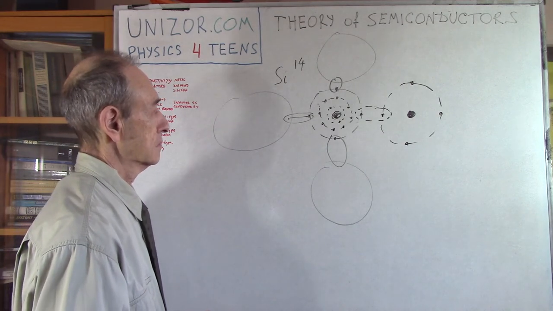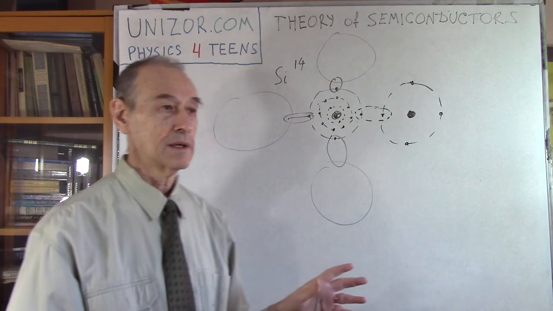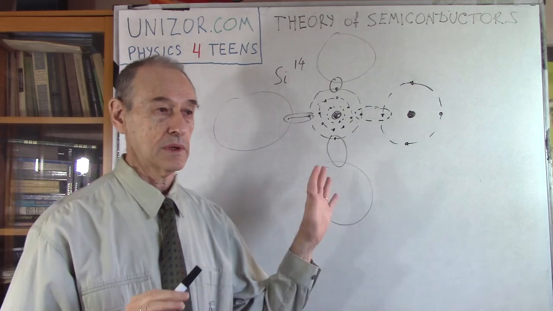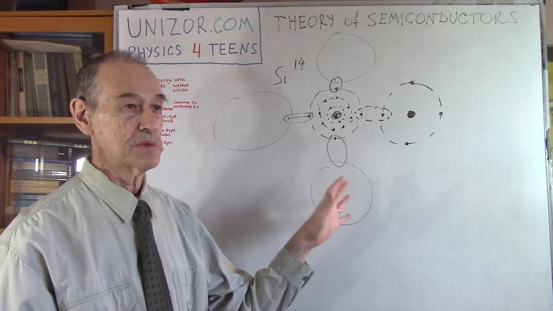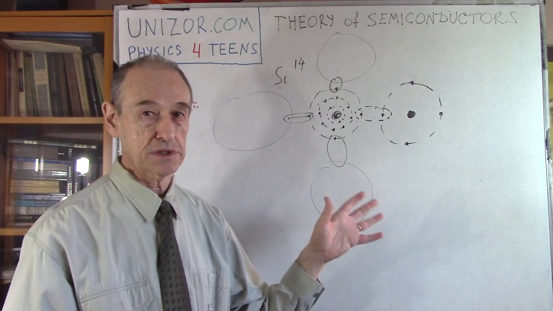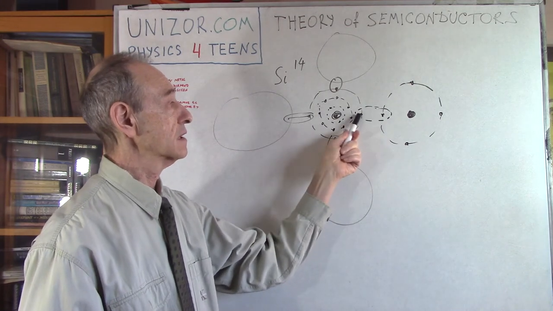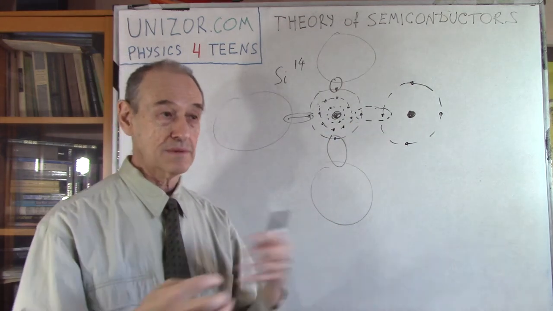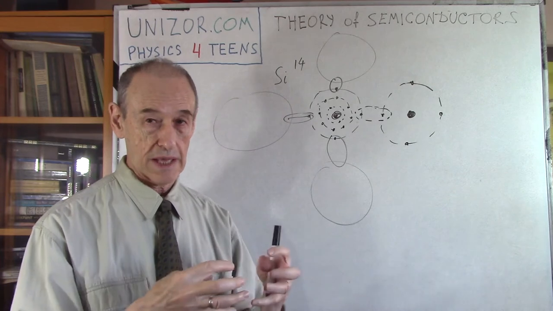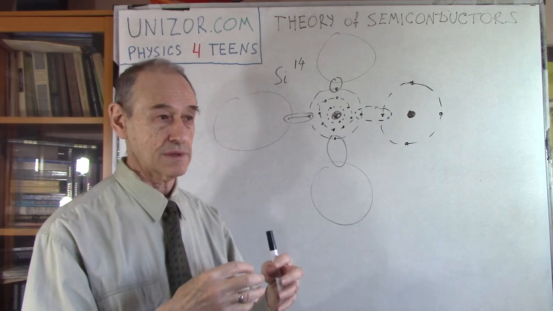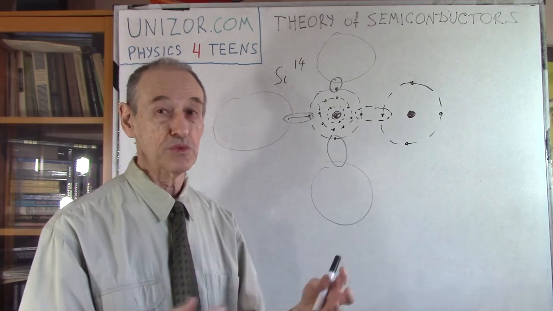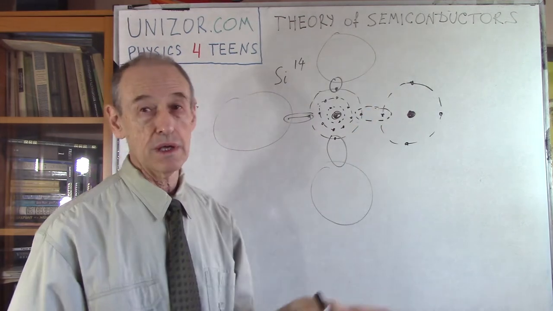Now, why can silicon actually be made a conductor if you heat it up? Well, when you heat it up, you excite these electrons, and when they are excited, they're not really as much connected to each other. They would like to really do something, move somewhere, and they can fly away.